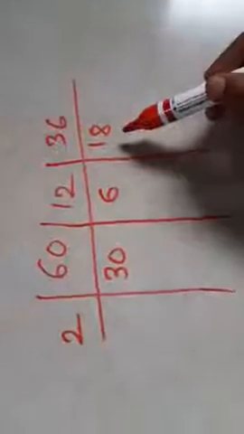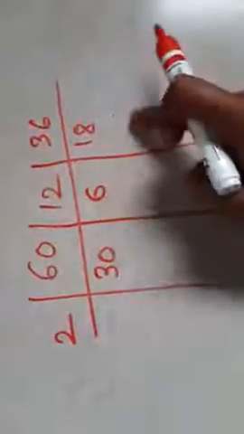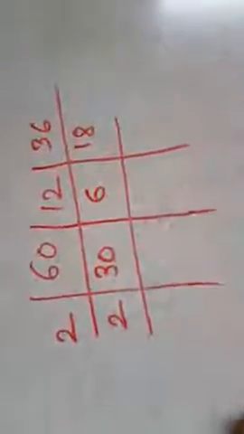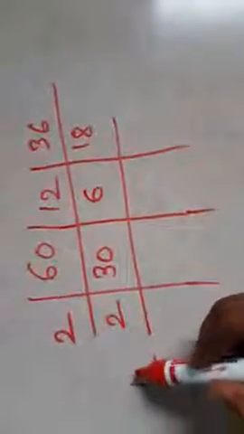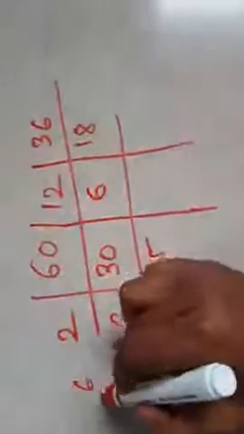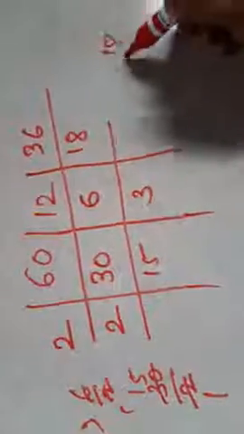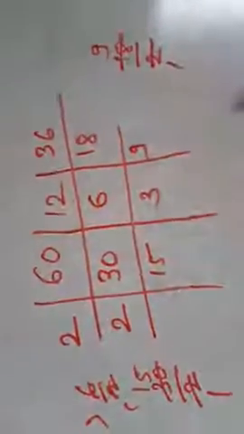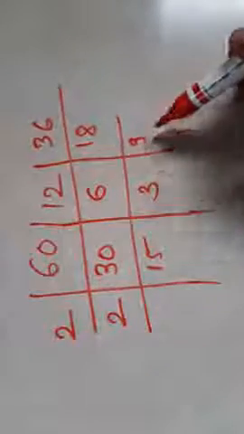For these numbers now we will try to write a common factor here. All the numbers are divisible by 2, so again we can take 2. Below 30 what should be written? 30 divided by 2: 2 ones are 2 and 1 five, so 15. Below 6, 6 divided by 2 will be 3. And 18 divided by 2: 2 ones are 2, 2 nines are 18. So here will be 9. After this we got these numbers: 15, 3 and 9.